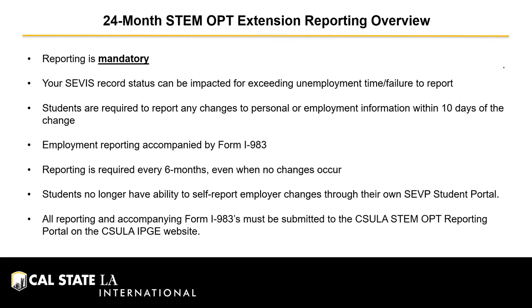And students no longer have the ability to self-report employer changes through their own SEVP student portal. So again, as you transition from initial OPT to STEM OPT, you'll notice that change. You are unable to report for yourself. The reporting is done through our CSULA STEM OPT reporting portal, which is the final point here. You are required to submit your Form I-983 through that portal, and a DSO within our office will be assisting you.